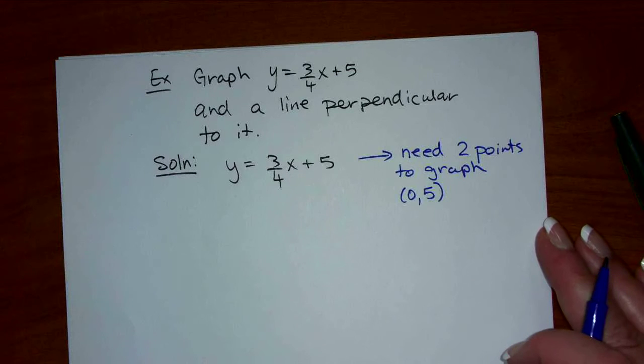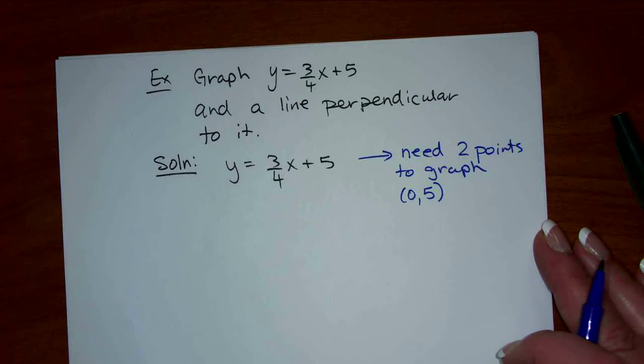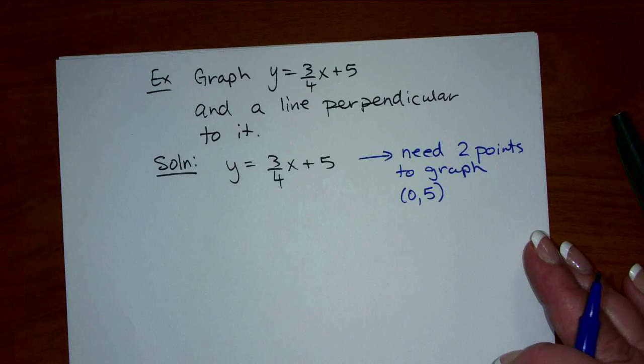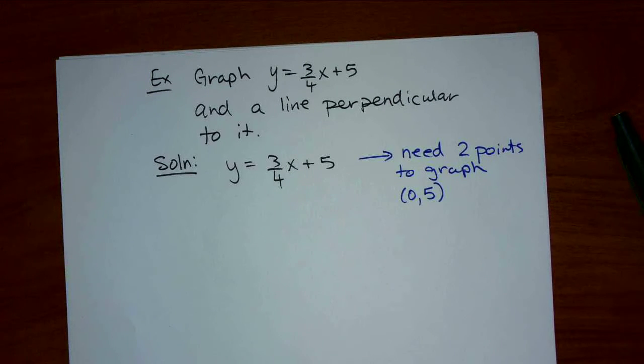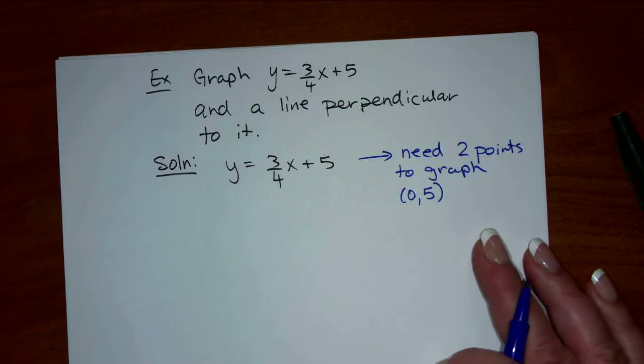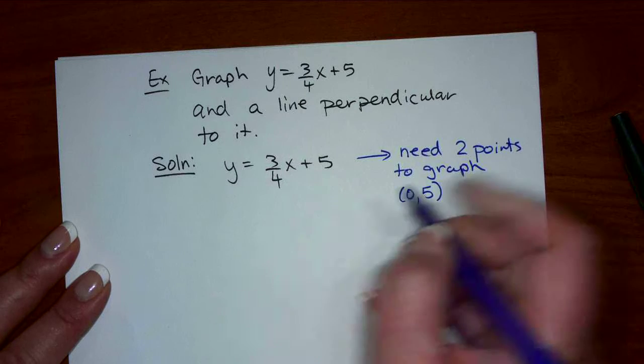We need a second point. A good one would be the x-intercept, but it's not the only one. You could find any point. Remember I said an equation actually holds an infinite number of points? So you could really plug in anything. But if you're graphing it, it is good to have the intercepts. So this one is the y-intercept, right? That's because x is 0.